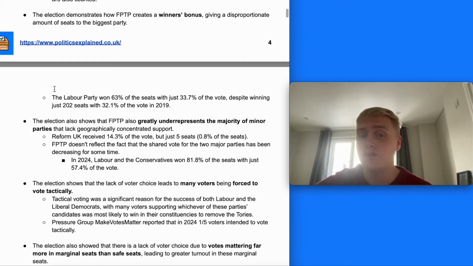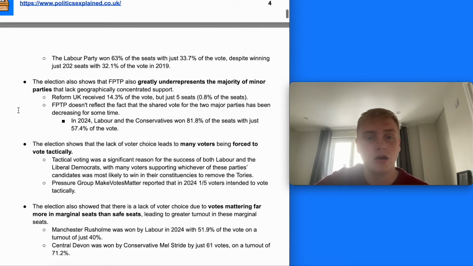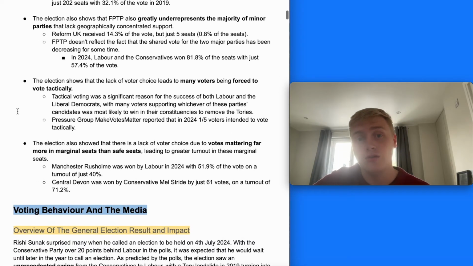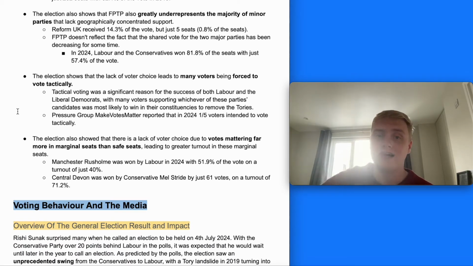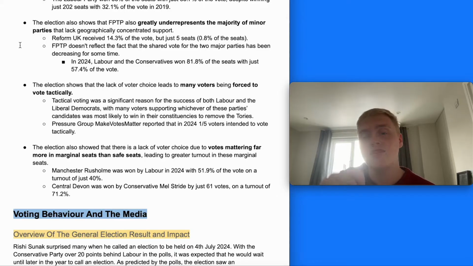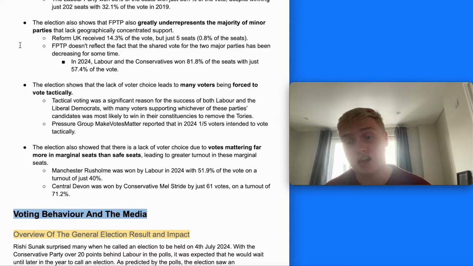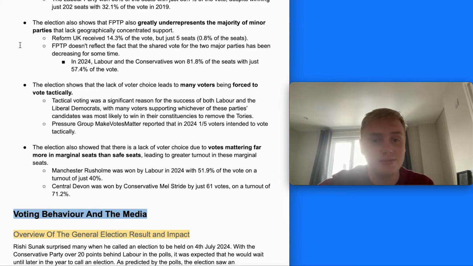It also clearly demonstrated the winner's bonus, as I mentioned beforehand, winning 63% of the seats with 33.7% of the vote. And it crucially showed that first past the post greatly underrepresents the majority of minor parties that lack geographically concentrated support. Reform is the clearest example of that, with 14.3% of the vote, finishing a pretty good third behind the Conservatives, but winning just 5 seats.